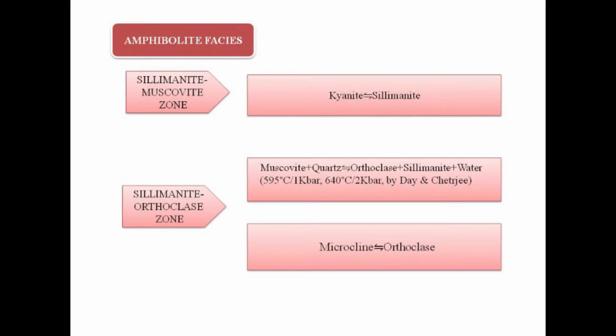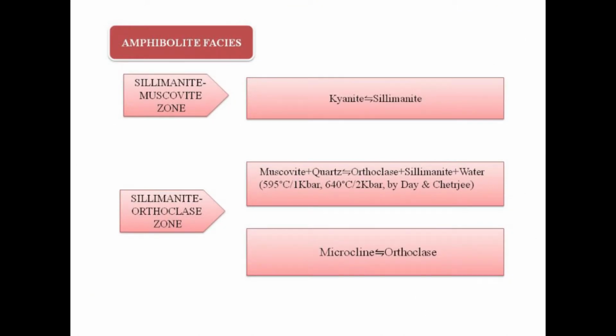Now, the next zone is the sillimanite-orthoclase zone. Muscovite, which was present throughout the range of metamorphic phases from greenschist to the sillimanite-muscovite zone of amphibolite facies, now becomes unstable. It is with this breakdown of muscovite that the sillimanite-orthoclase zone begins. The following reaction takes place: muscovite plus quartz gives rise to orthoclase plus sillimanite plus water at 595 degrees centigrade, 1 kilobar, 640 degrees centigrade, 2 kilobar, by Day and Chatterjee 1974.